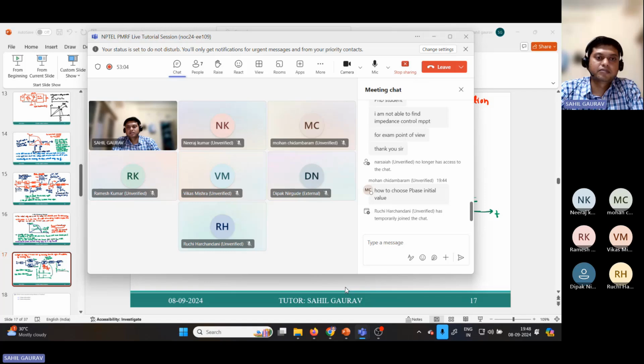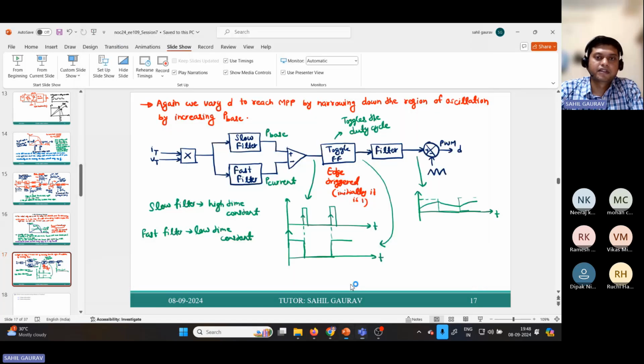Judge Mohan, Ramesh, Vikas, Deepak, Ruchi. I have not covered today the housekeeping power supply in short notes, but due to less time, you can go through these lectures. It is very easy, and the gate driver circuit also. For the gate driver circuit, you can go through transformer isolation and opto isolation.